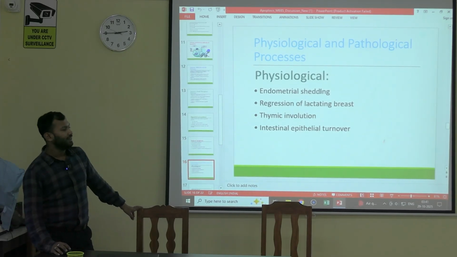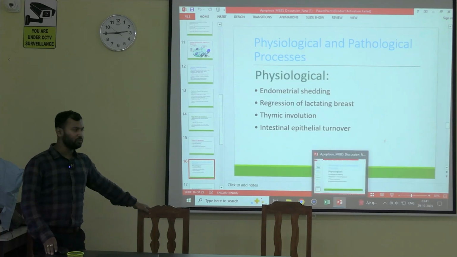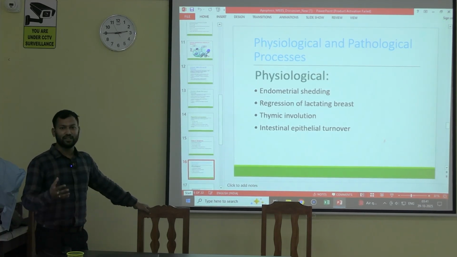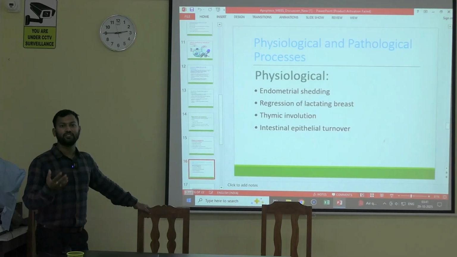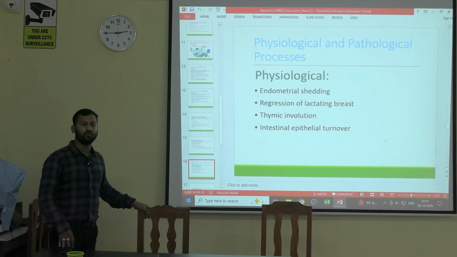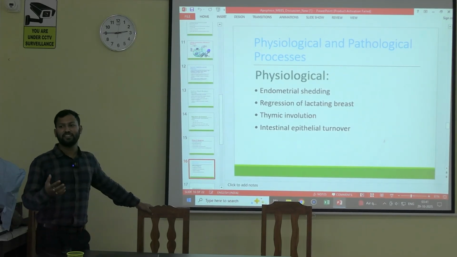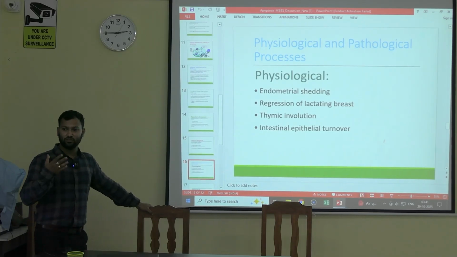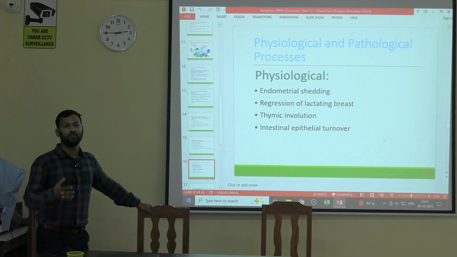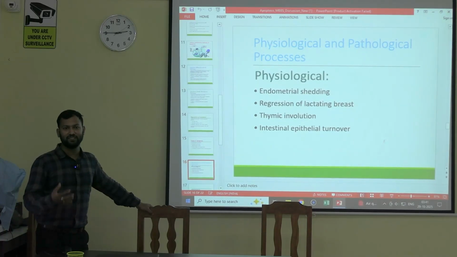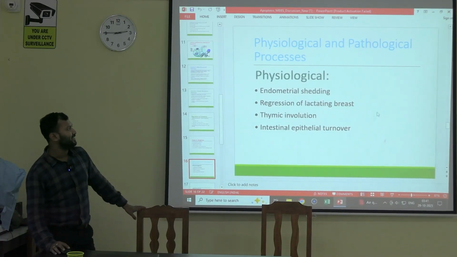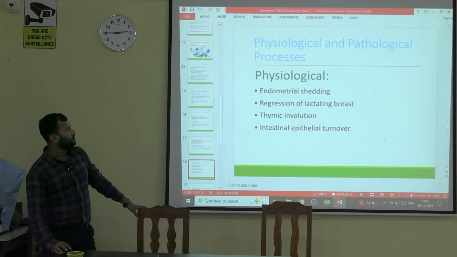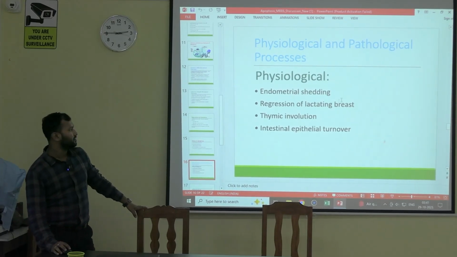So one is endometrial shedding. You know that during ovulation there is an increase in vascularity and thickness of the endometrium, because it has to contain the egg and provide nourishment to the egg. But after some time, when the egg is not fertilized, the endometrium has to shed. Otherwise, the body will not keep on feeding it without any reason. So obviously, there will be endometrial shedding. Shedding will not occur just casually, so there is apoptosis involved in this.